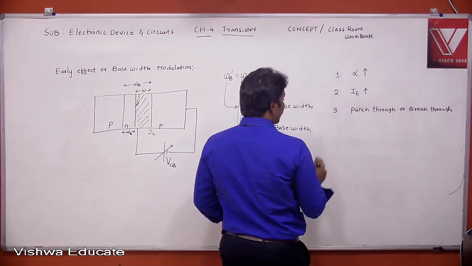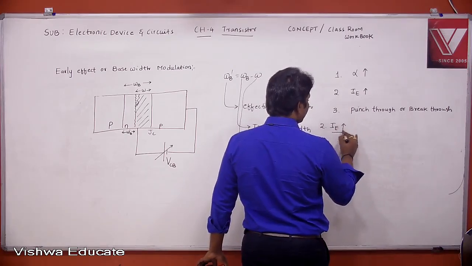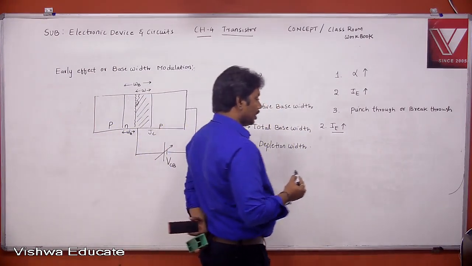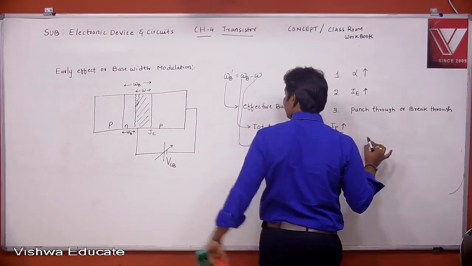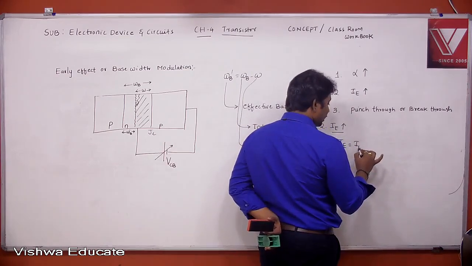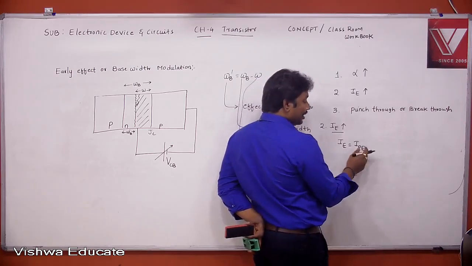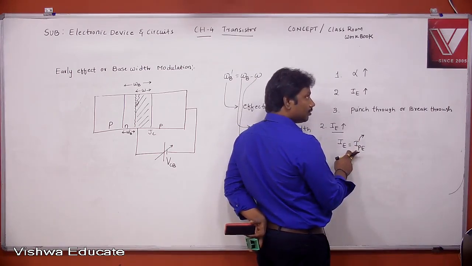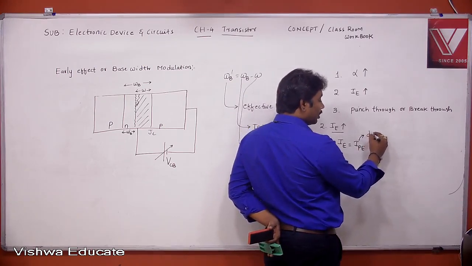And the second one: emitter current increases. First, how does the emitter current increase? What is the emitter current in the case of a PNP BJT? I think it is IP. We already derived that IE is approximately equal to IP. What is this IP? It is the current at the emitter junction. Is the emitter junction operating in forward bias or reverse bias? Forward bias. Forward bias means this IP is a diffusion current or drift current? Diffusion current.